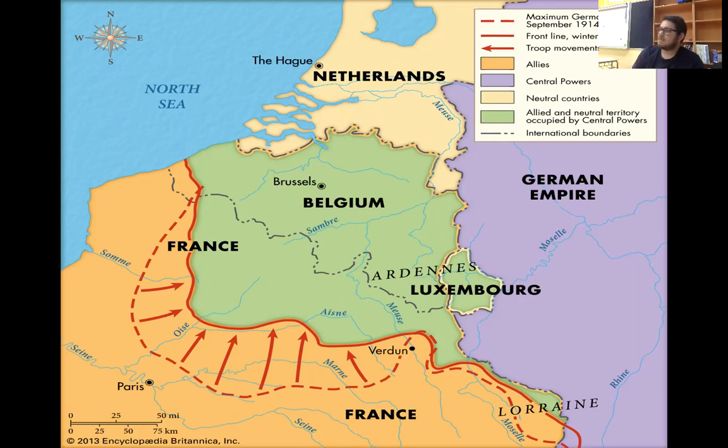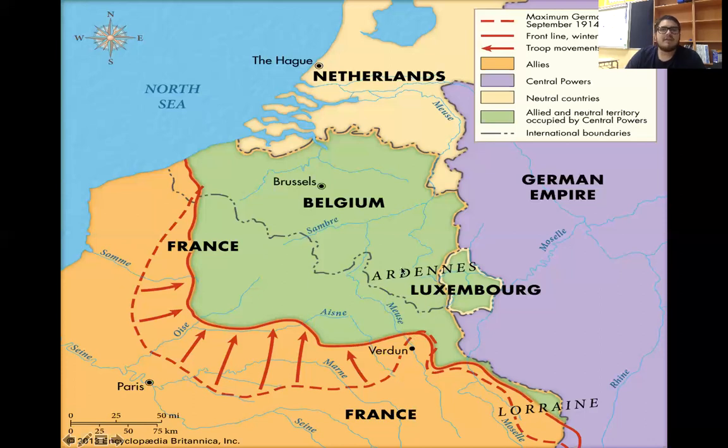Just like the Schlieffen Plan that we talked about in World War I, the German army is going to say, hey, why don't we go through Belgium? And they do. But they don't go through Belgium in the area where the French are going to see. So the Ardennes, right, this was the old border. This is the actual border between France and Belgium.